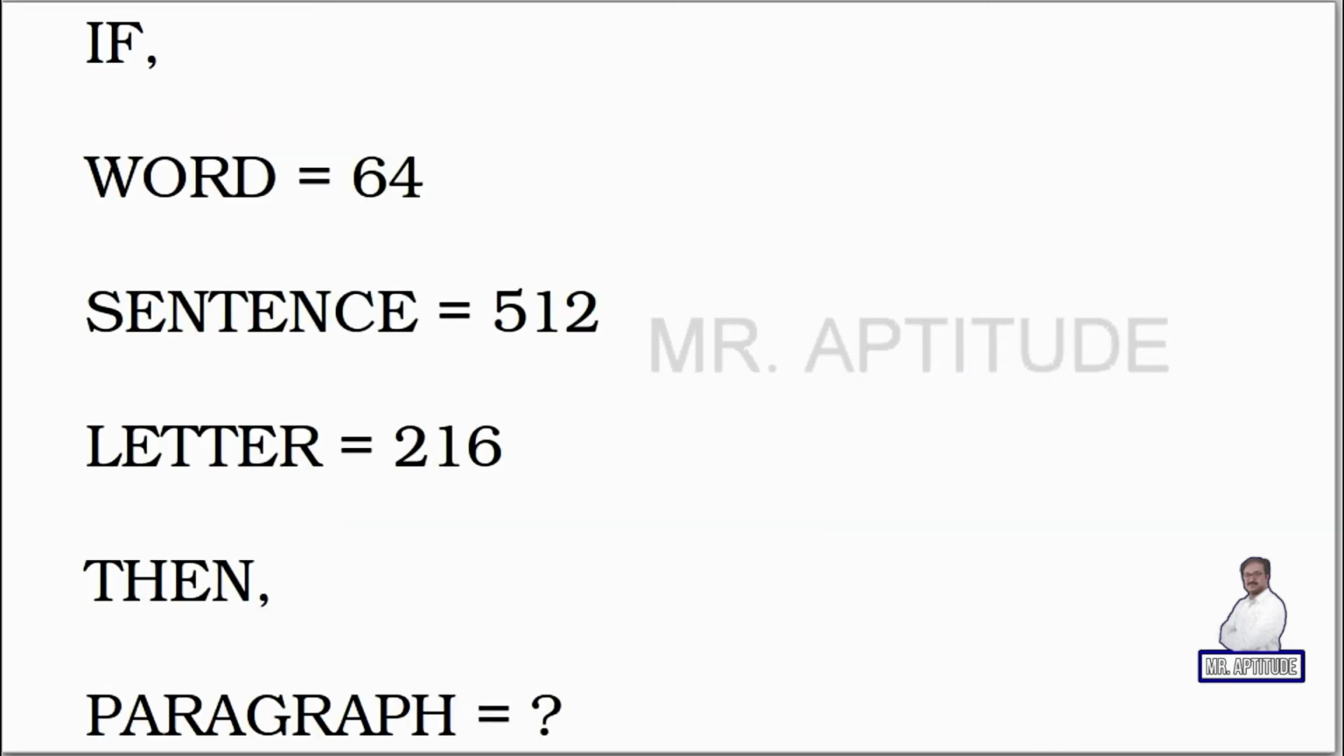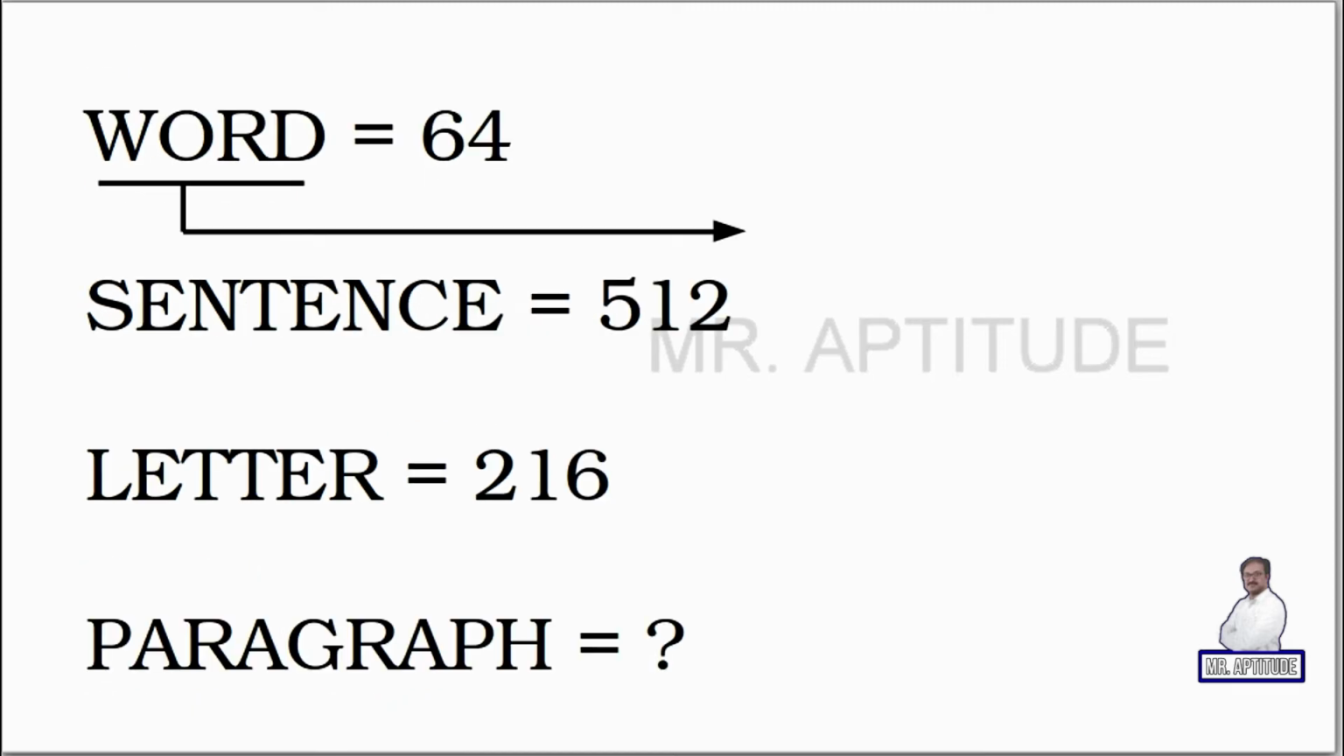Let us look at this question now. If word equal to 64, sentence equal to 512, letter equal to 216, then paragraph equal to. Let us see now. Is 64 related to the number of letters present in the word word? If you observe the numbers 64, 512, 216, these three numbers are cubes. 64 is 4 cube. 4 is nothing but the number of letters present in the word word. As there are 4 letters, 4 cube, it's 64.